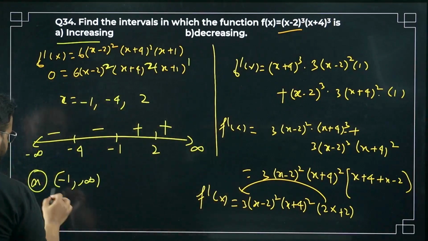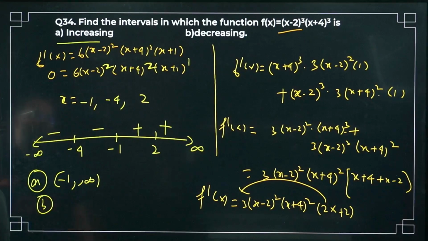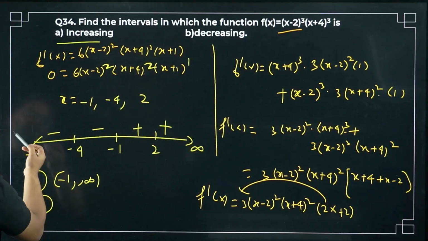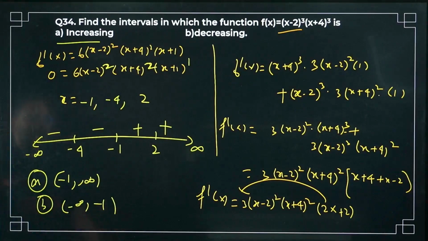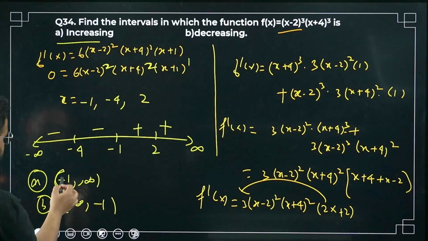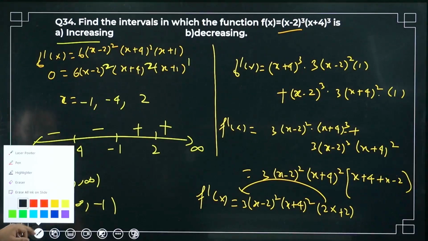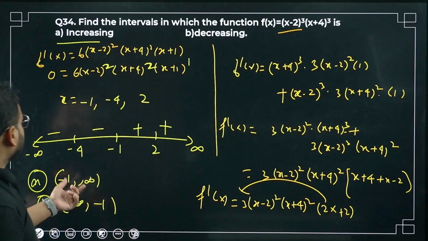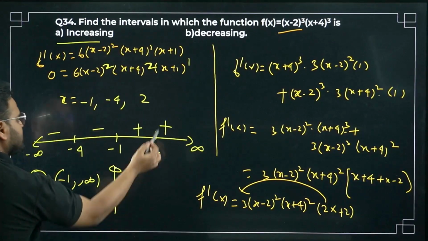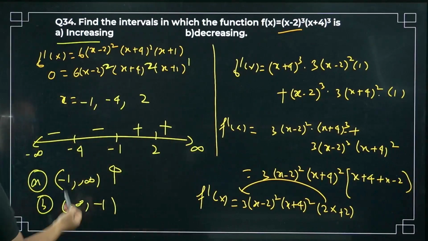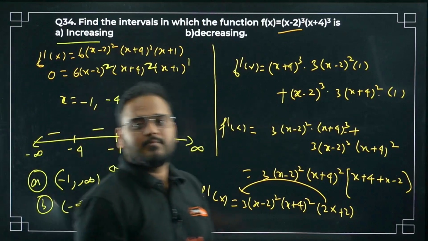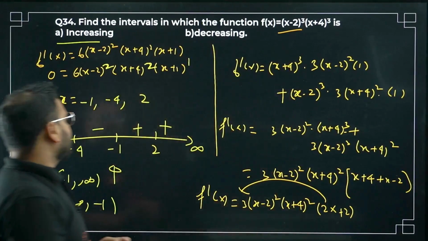And for B part, all right, what will happen, sir? At this point, minus infinity to minus 1. Please check. Done? 1 second. This is your answer. Have a look. For the increasing function, this increasing part, positive side will take from minus 1 to infinity, and for decreasing side, the negative part will take negative infinity to minus 1. Answer is this for option A and option B. Please check. Let's move on to question number 35 now.